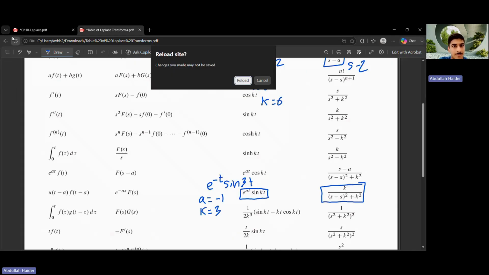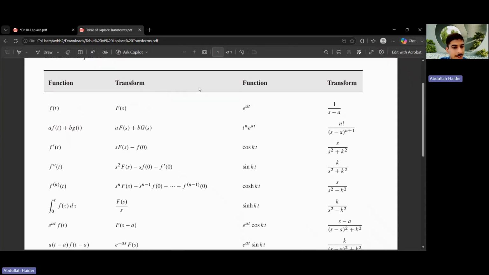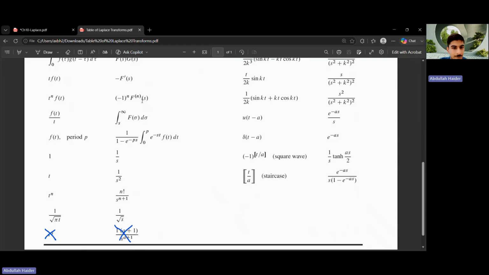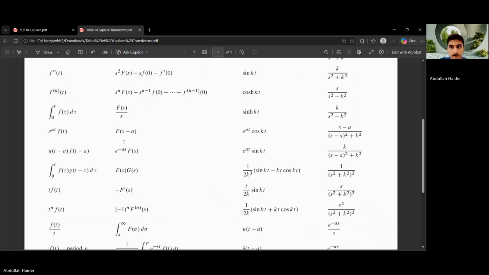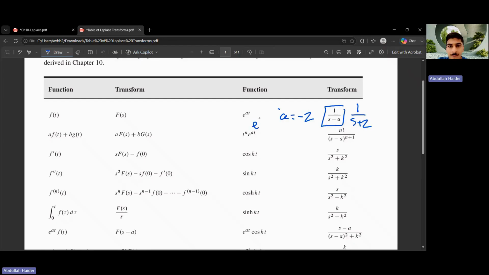So let me first reset everything. You're looking for something which has 1 over s minus or plus. So nothing on the left side, nothing here. You have 1 over s plus 2. This matches what we have over here. So if you want a 1 over s plus 2, this means that our a should be minus 2, and this means our final answer is e power minus 2t.